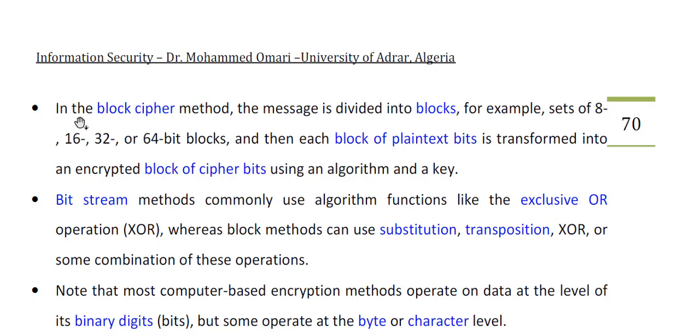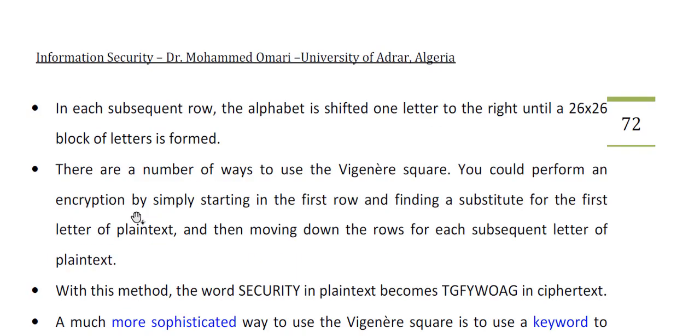On the contrary, in the cipher block or block cipher method, the message is divided into blocks, which means that if we have a long message, we're going to divide it into 8-bit blocks or 16-bit blocks, 32, 64, and so forth. It depends on the techniques. And then each block, we won't deal with bits here. We deal with the entire block of the plain text, which is transformed into an encrypted block of cipher bits. Here we don't deal bit by bit, we deal block by block, and we convert each block into its corresponding block cipher.